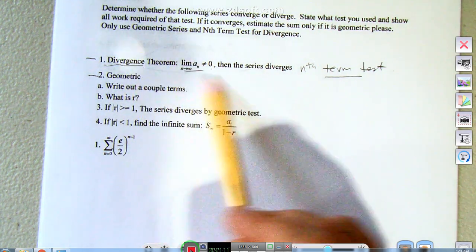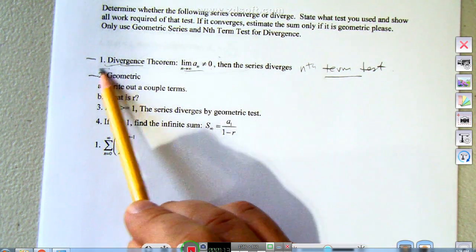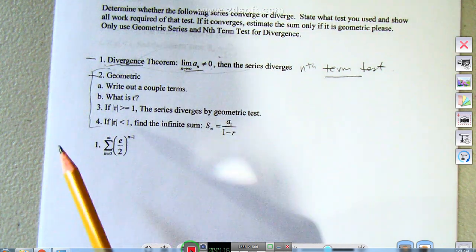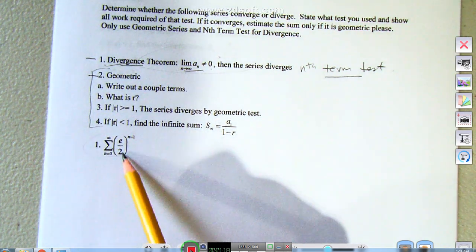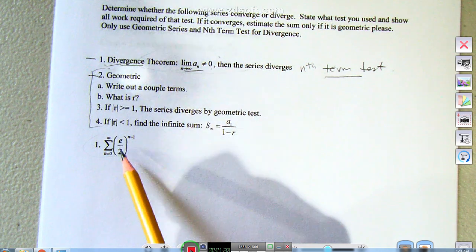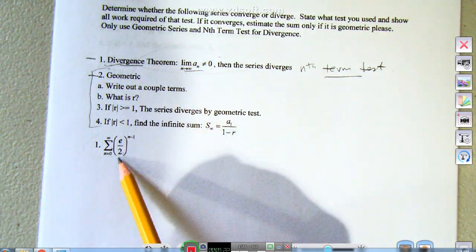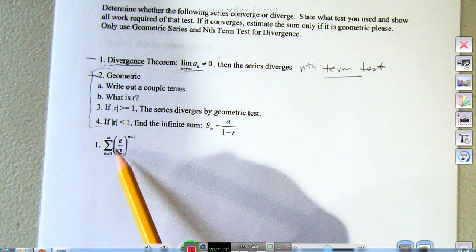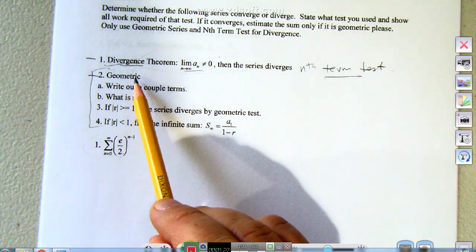If this is not obvious or it looks geometric, I usually skip right to geometric. So in this case here, this one's not going to converge, and we'll see why in a minute. But we could use divergence on this one, but I don't want to, and you'll see why in a second. Anyway, so next thing you want to do is look for geometric, right?